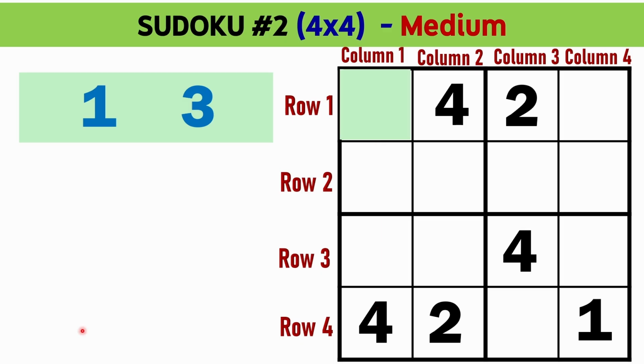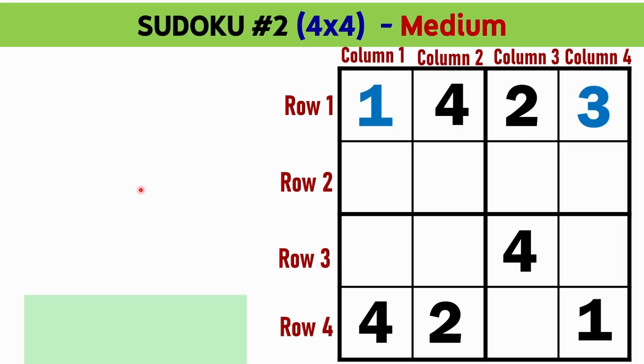That means row 1, column 1 is equal to 1. Then the last empty cell in row 1 must be 3. So row 1 becomes 1, 4, 2, 3. Now let's have the bottom row. We have row number 4. Row 4 has 4, 2, 1. Only 3 is missing. So row 4 is now 4, 2, 3, 1.